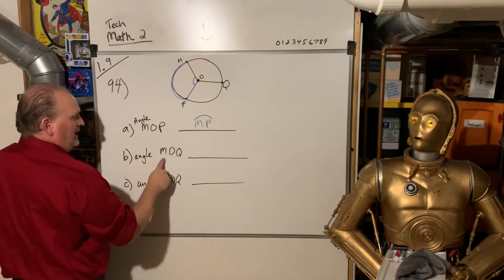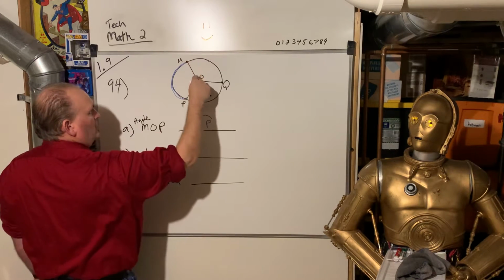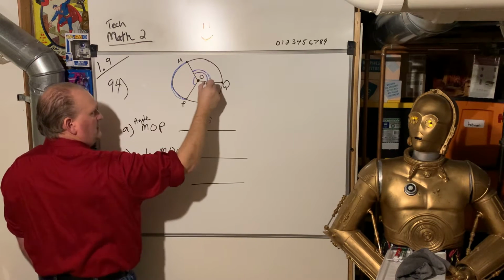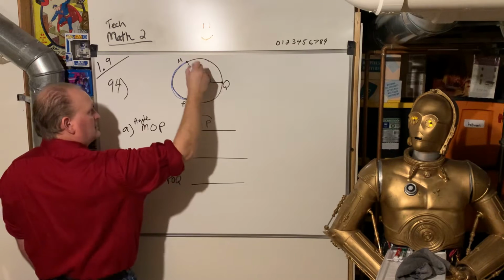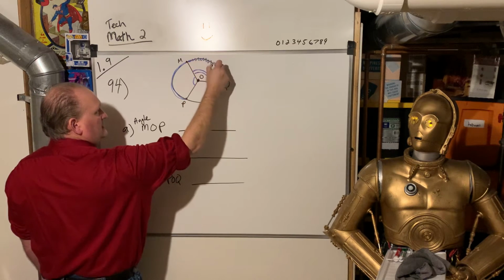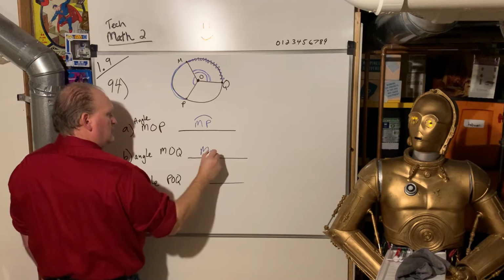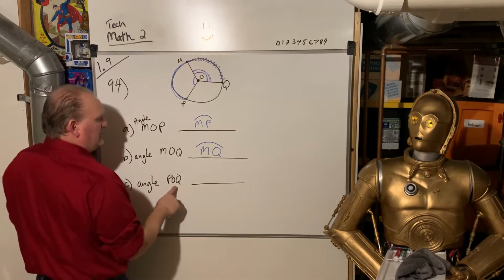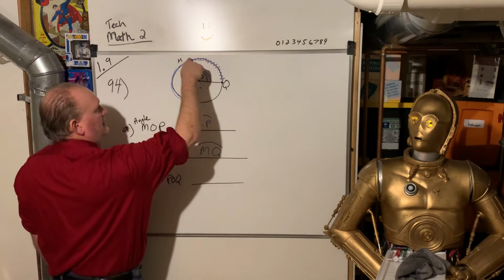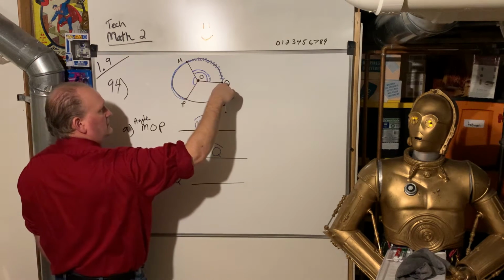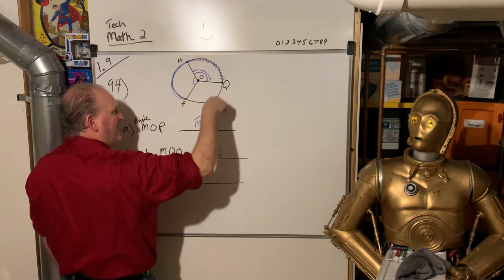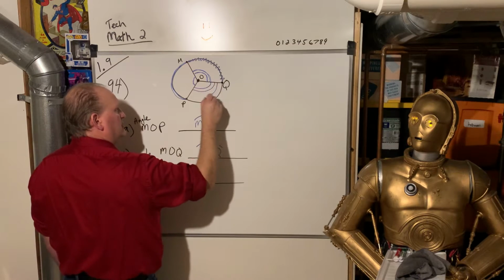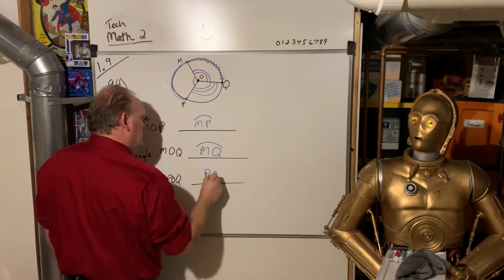So like angle MOQ, that would be right here. That's the central angle. And that's a minor arc. So that would be this arc, MQ. So again, just 2 letters. But if they wanted POQ, oh no, that's also a minor arc. So that would just be this one, which would just be PQ.